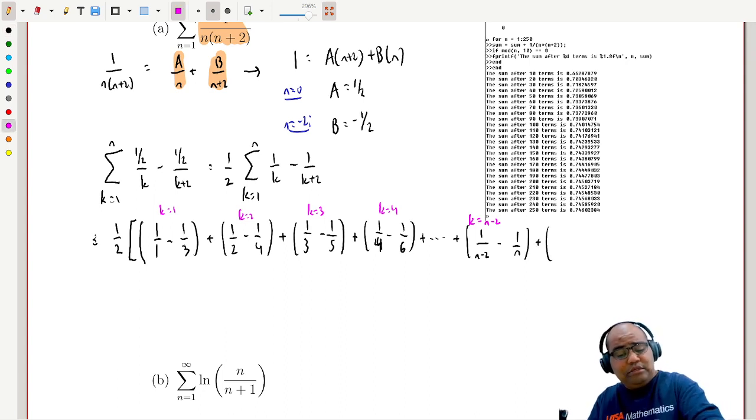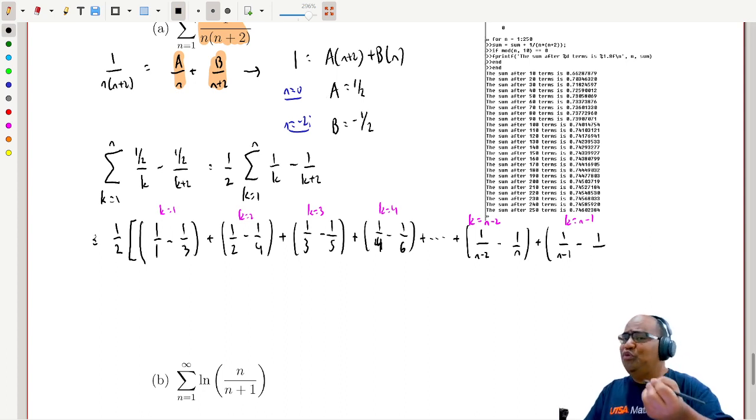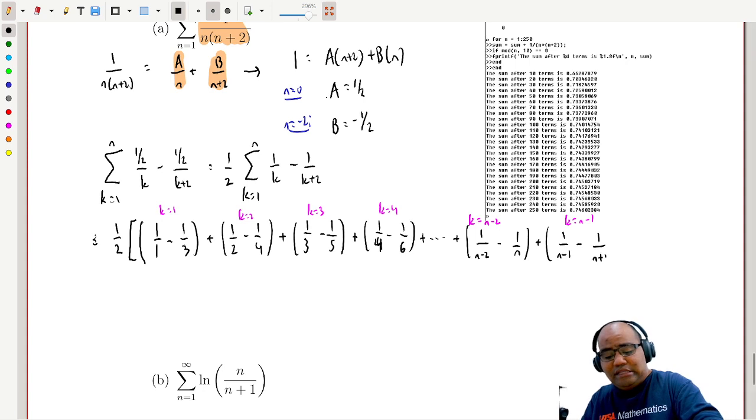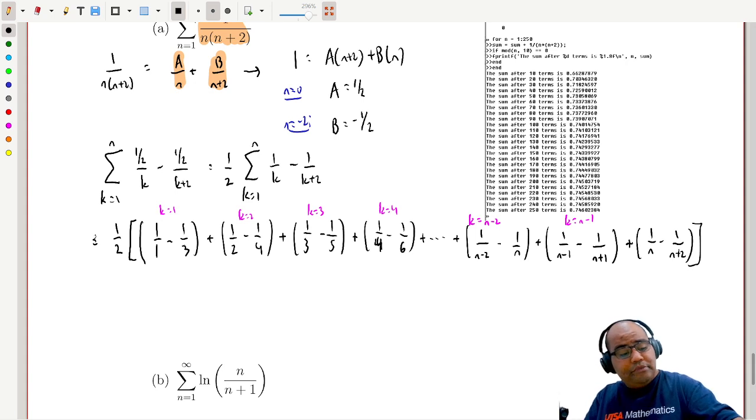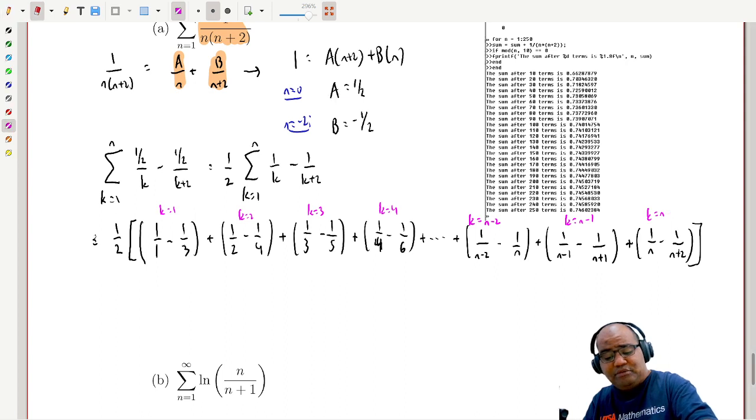Then, when k is equal to n minus 1, 1 over n minus 1 and then minus 1 over n minus 1 plus 2. That's n plus 1. And then our last term here is when k is equal to n, we'll get 1 over n minus 1 over n plus 2. So let's make a note there. That's when k is equal to n.